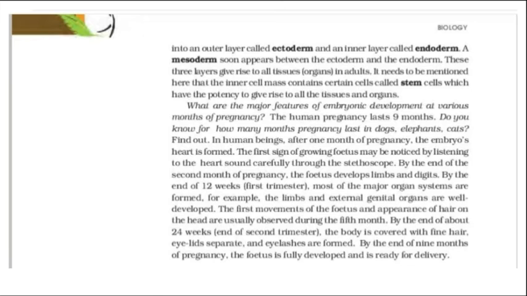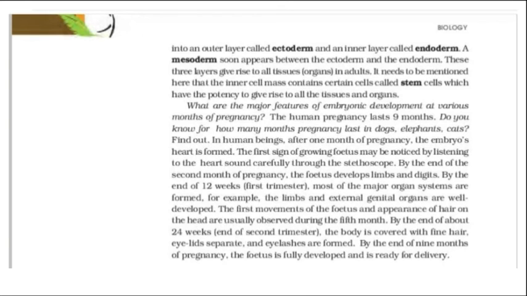What are the major features of embryonic development at various months of pregnancy? The human pregnancy lasts 9 months. Do you know for how many months pregnancy lasts in dogs, elephants, cats? Find out. In human beings, after 1 month of pregnancy, the embryo's heart is formed. The first sign of a growing fetus may be noticed by listening to the heart sound carefully through the stethoscope. By the end of the second month of pregnancy, the fetus develops limbs and digits.